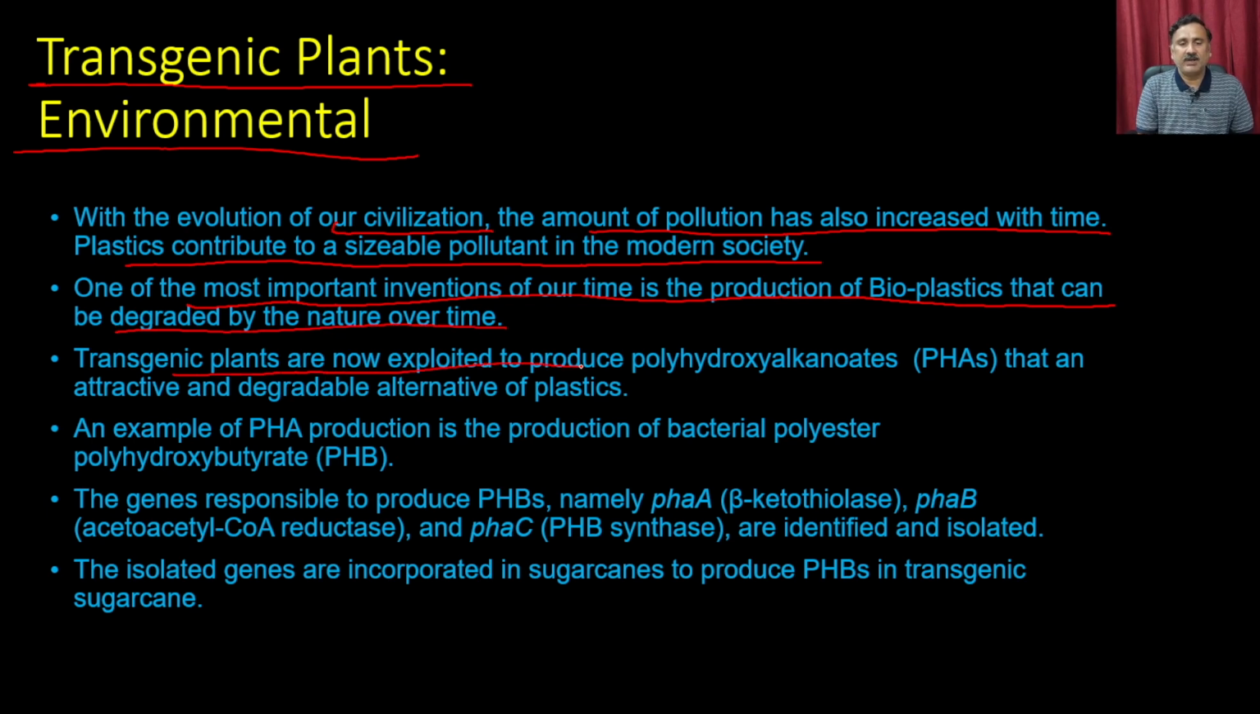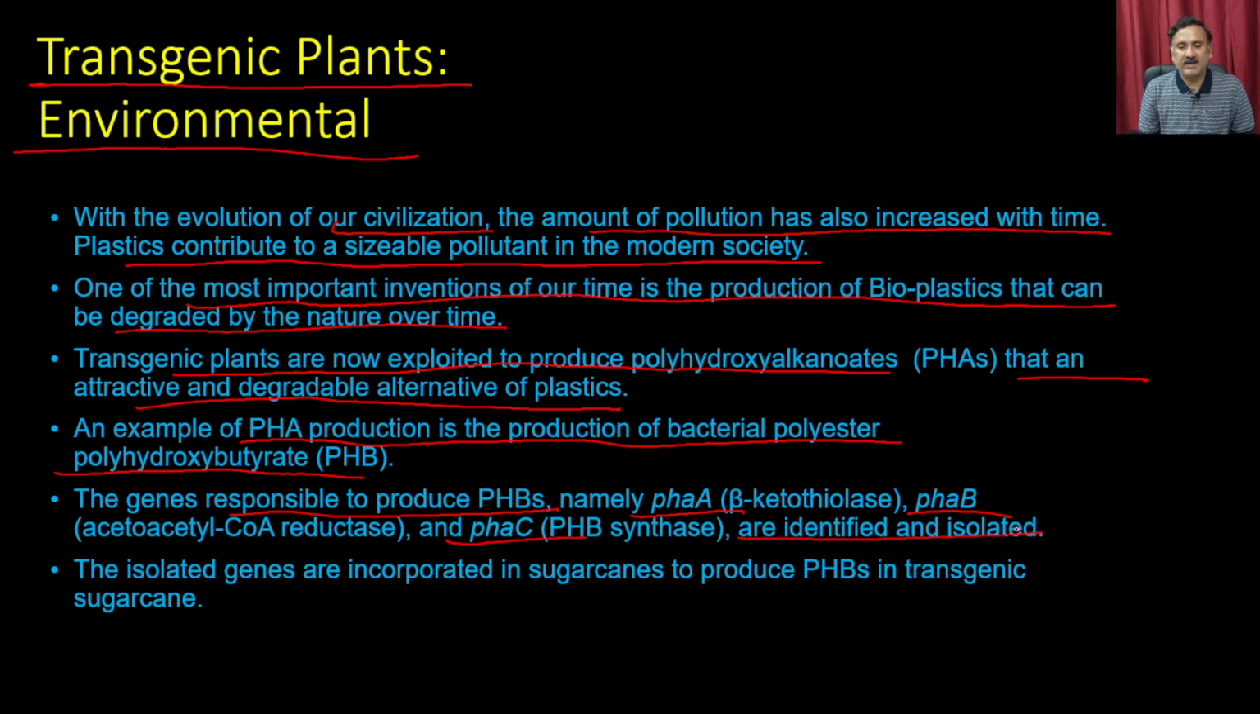Transgenic plants are now exploited to produce polyhydroxyalkanoates, an attractive and degradable alternative to plastics. An example of PHA production is the production of bacterial polyester polyhydroxybutyrate or PHB. The genes responsible for producing PHB, namely PHA A, PHA B and PHA C, are identified and isolated. These genes are incorporated in sugarcane to produce PHB in transgenic sugarcane.